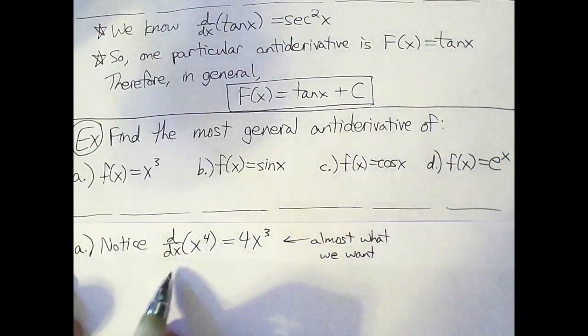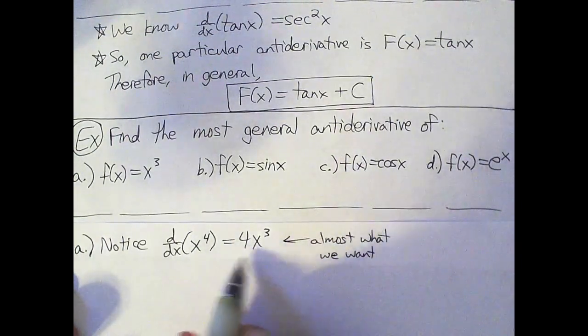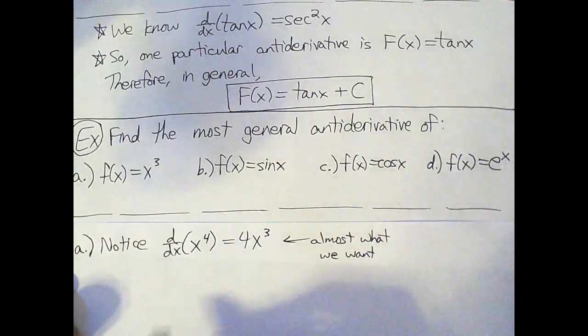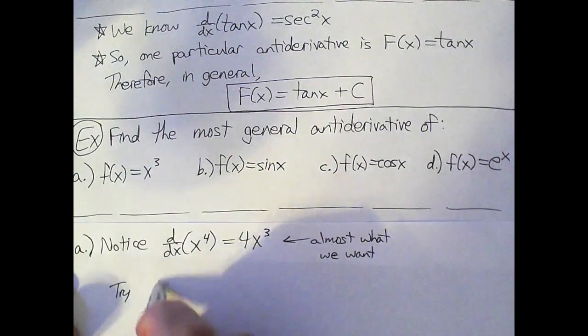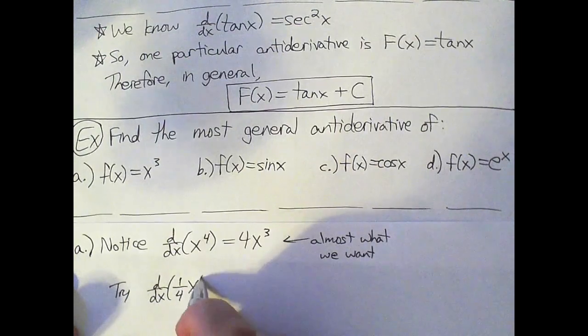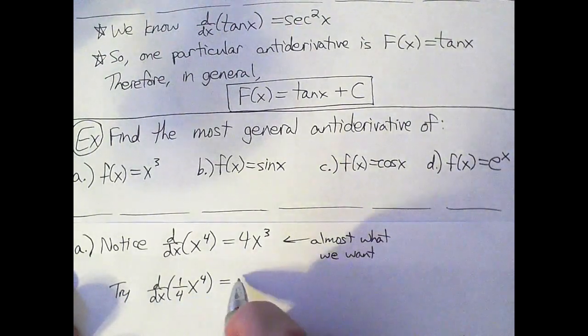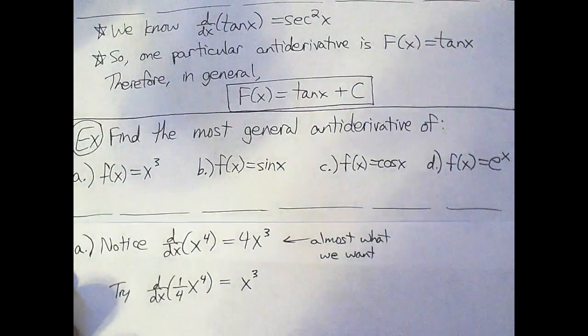Right, I want something that when I take the derivative of it, I get x cubed, and this has a 4 out front, so this is 4 times bigger than it should be. So instead, let's try 1/4 of it. The thing I got was 4 times too big, so I'm going to try 1/4 of it. And yes, that does work.